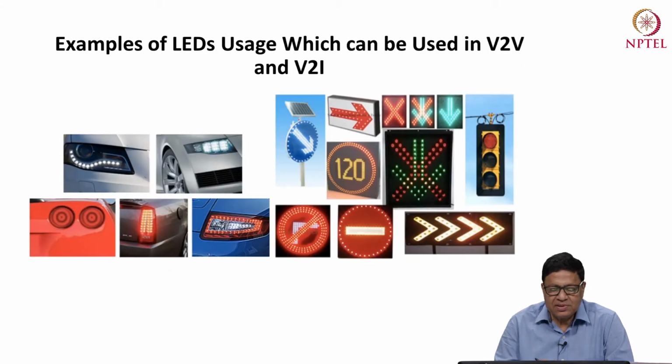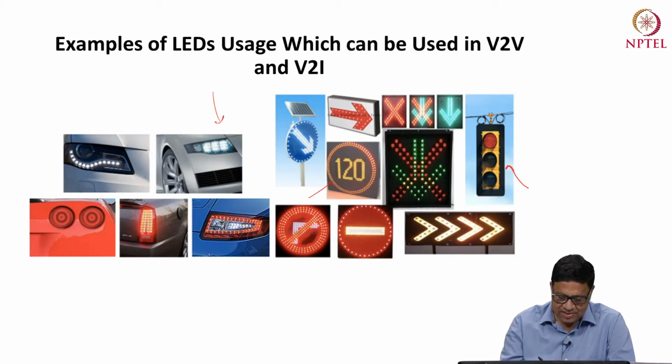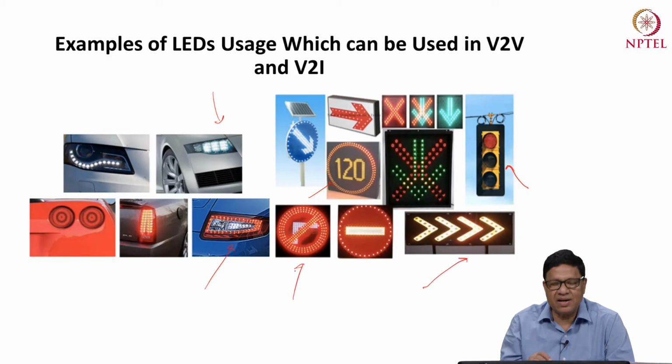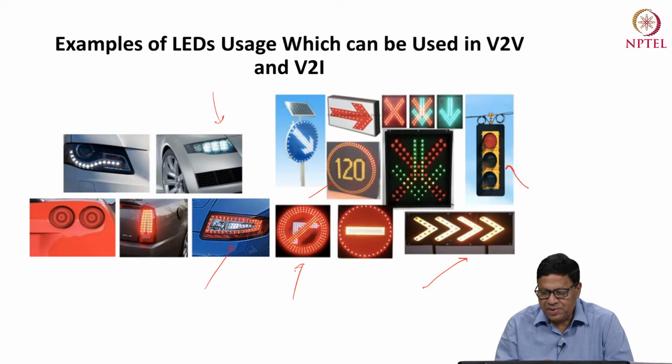So these are the examples of LEDs which will be used in vehicle-to-vehicle communication and vehicle-to-infrastructure communication. You see some signs here: road signs, traffic lights, headlights, tail lights, direction signs, turn signs, things like that. They're all LEDs. So these are the LED objects which are actually the transmitters, which will be used for communication, for both vehicle-to-vehicle and vehicle-to-infrastructure communication.